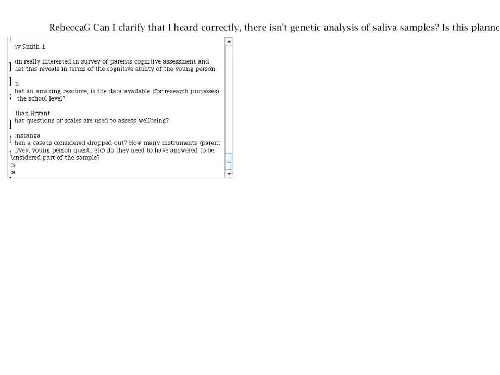Someone asks, what questions or scales are used to assess well-being? We are about to make the questionnaires for the age 14 survey available, but if you want to contact us, we can send you a draft version of the questionnaires.